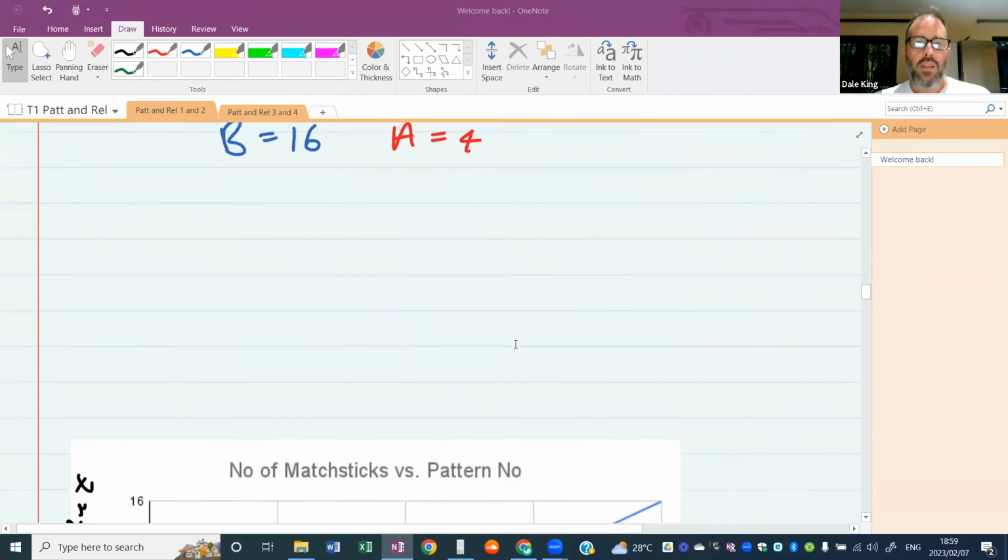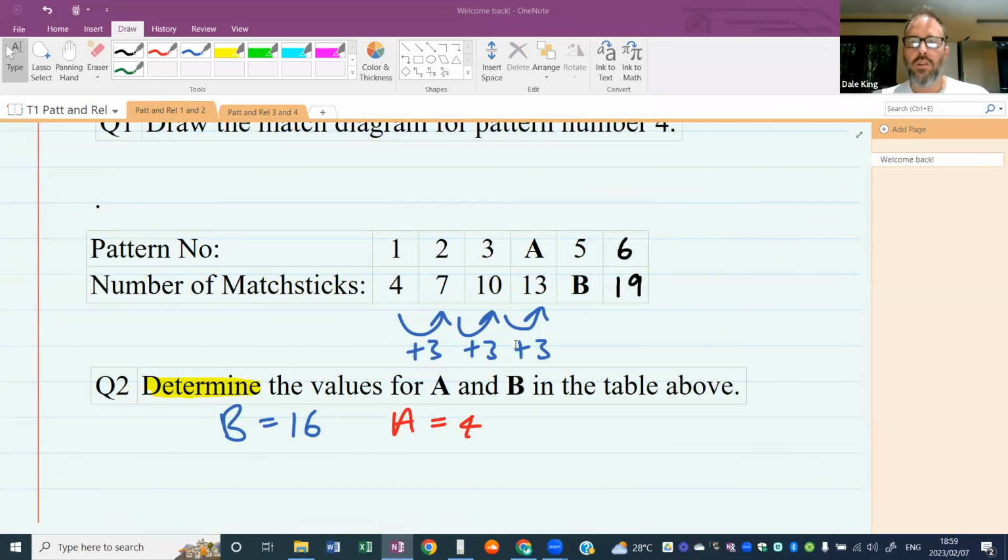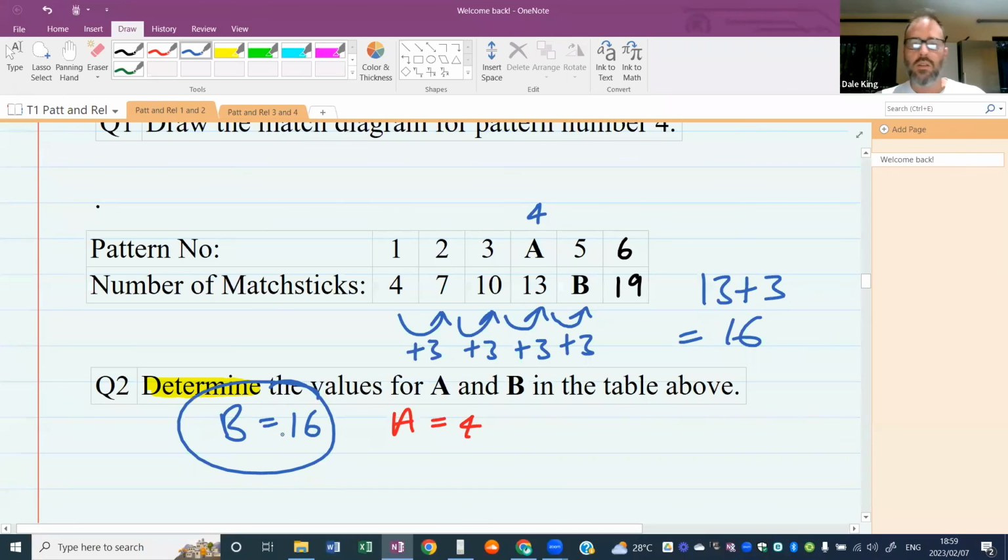B. All right, B in the table. How do we find B? Good question. Well, now that we have an equation, it's easy to. But let's do the same method that everyone else did. So they said to get from the 4th pattern, so A is 4, to the next pattern, we follow the same constant increase, and we need to add 3. So 13 plus 3 will give us 16. So B's answer is 16. Okay.